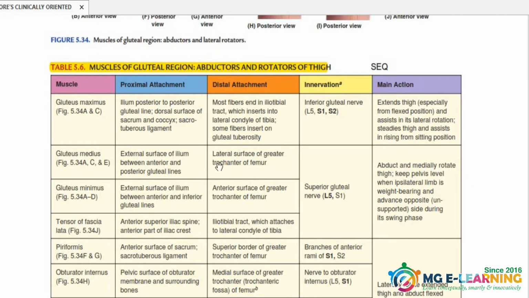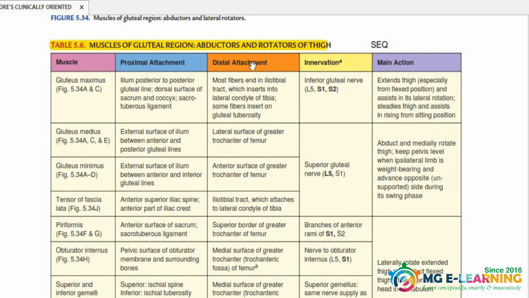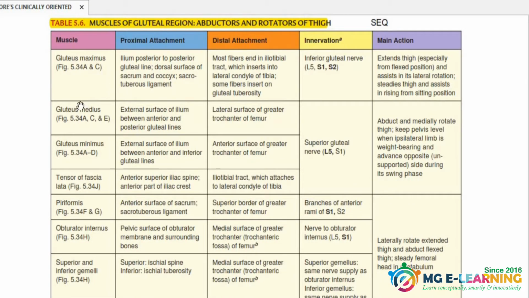Now next one is the table. It is important from the SCQ point of view. These are the abductors and rotators of the thigh. You have to know all the muscle names. It is also important from the MCQ and viva point of view: their attachment, their innervation and their action.